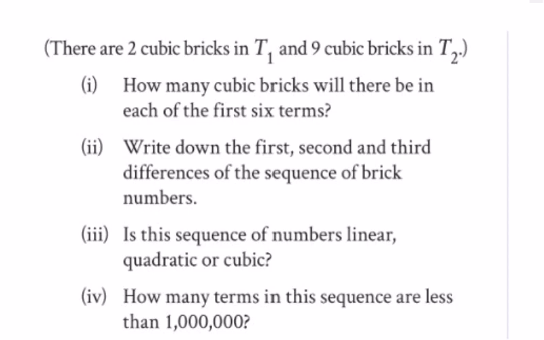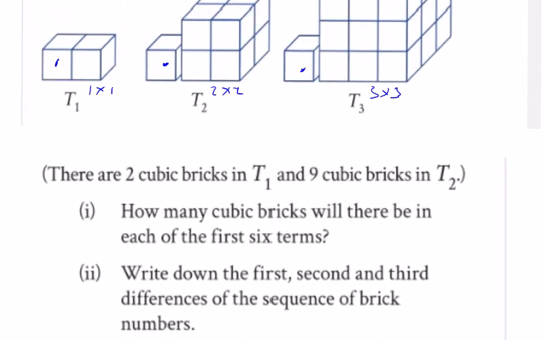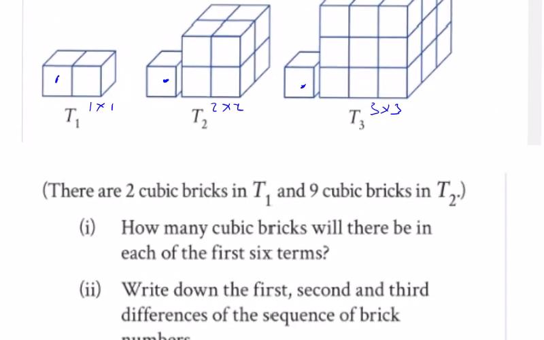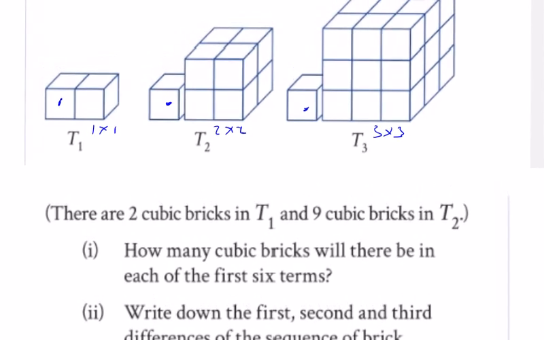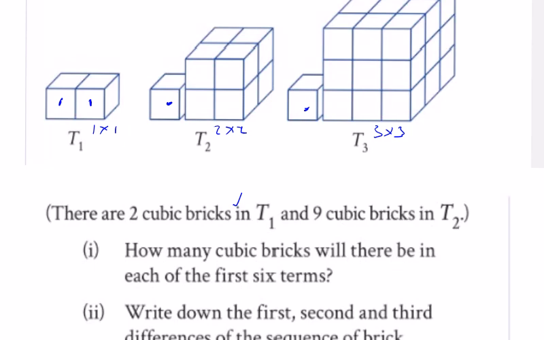So there are 2 cubic bricks in T1 and 9 cubic bricks in T2. How many cubic bricks will there be in each of the first 6 terms? So we want the first 6. So you can see the 9 here. We can see 1 and 1. And then it's a 2 by 2 by 2. This one is a 3 by 3 at the front, but we also have 3 layers of that going backwards.